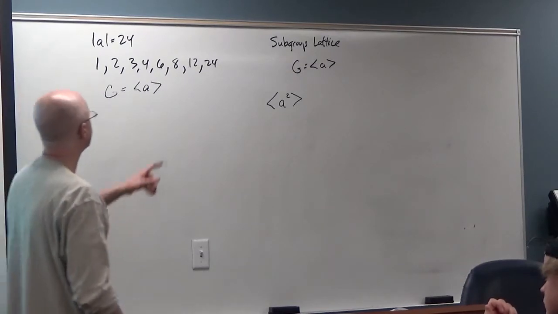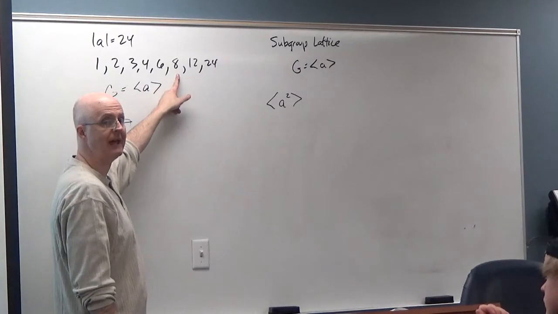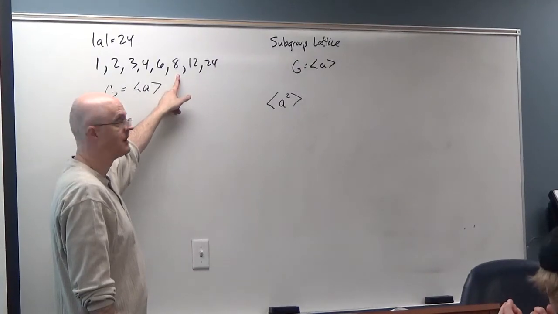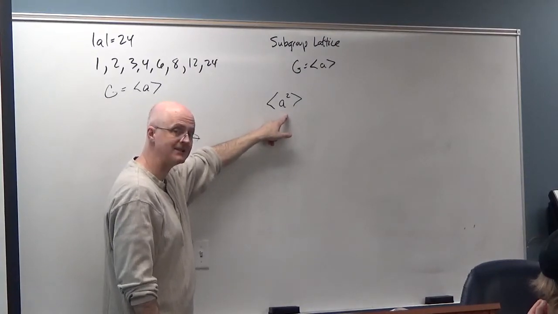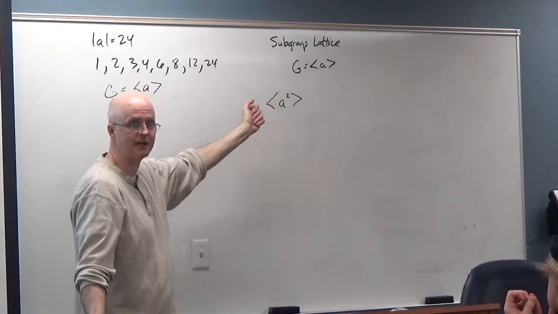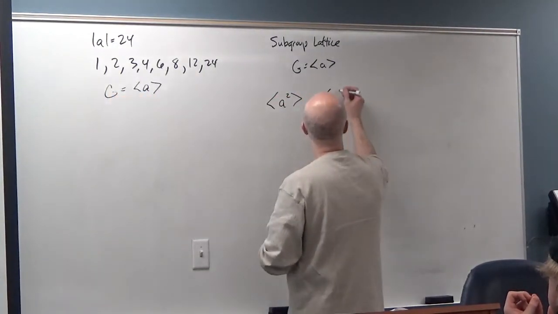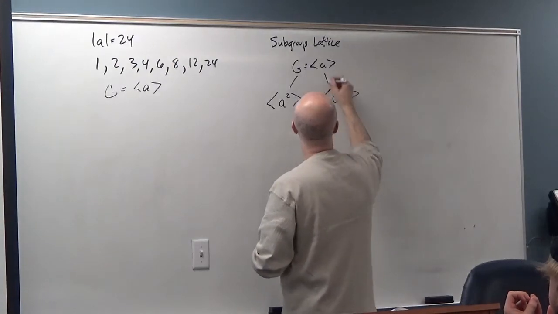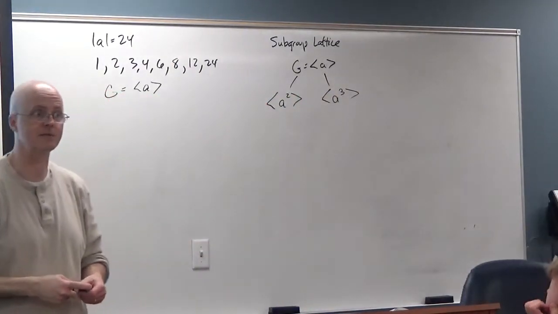There's going to be one that has 8 elements. Generator would be a cubed. Would it be a subgroup of the cyclic subgroup generated by a squared? No, it would not include a squared, for example. Put the lines underneath. These are both subgroups of G, but they are not subgroups of each other.